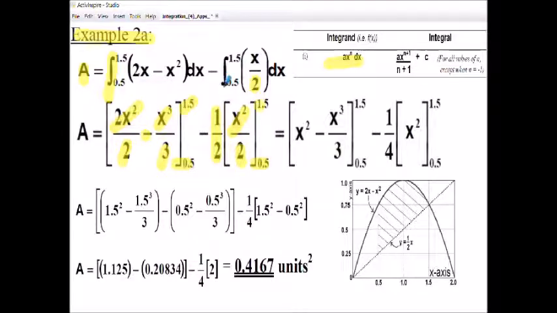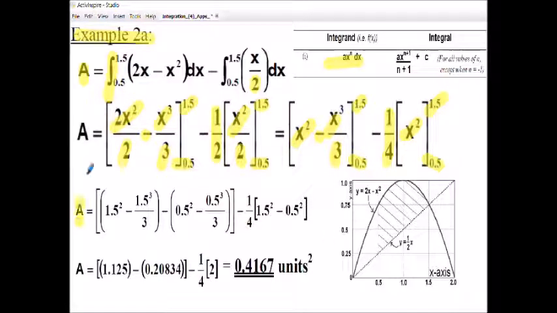again between my limits. Just tidying up in this next line, I've got 2x upon 2 divided by 2, so that simplifies to x squared with the 2's cancelling, minus my x to the 3 upon 3 between my limits here. On this last term I've just taken the 2 from inside the bracket to outside the bracket, and that's how I get my minus 1 upon 4 and x squared in the bracket between 0.5 and 1.5 limits. The rest of it is just basically arithmetic.